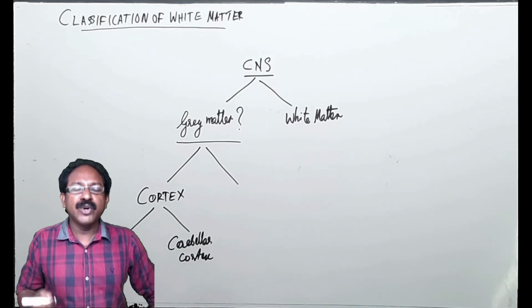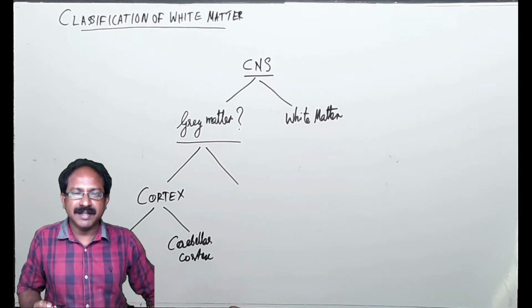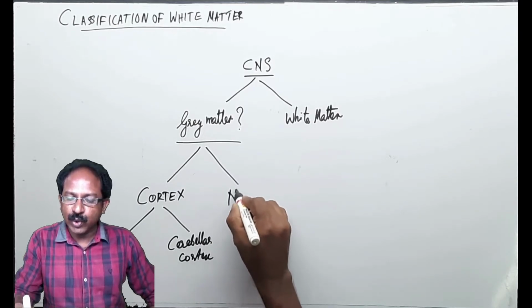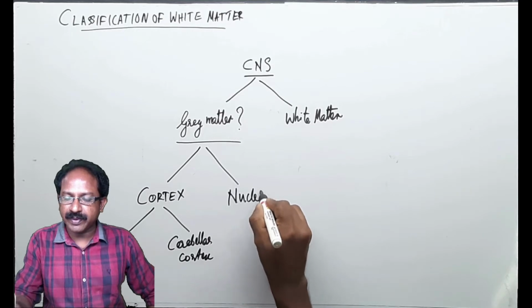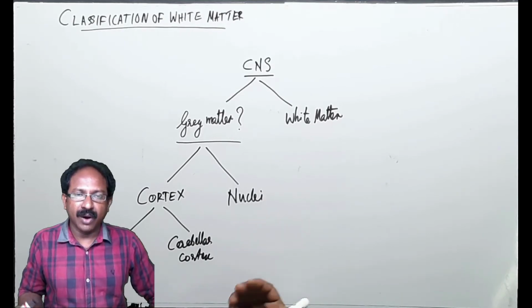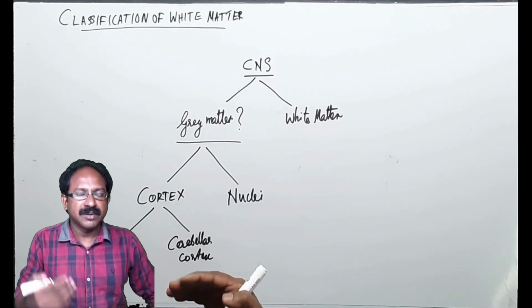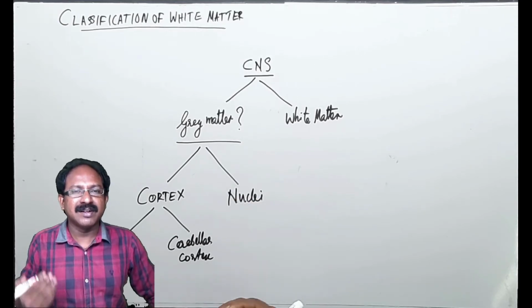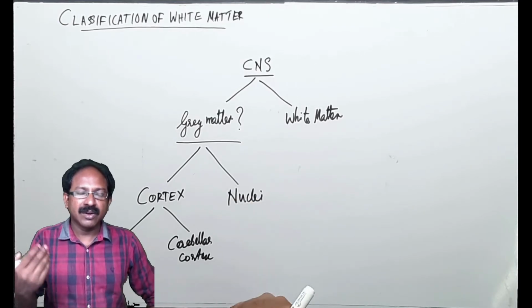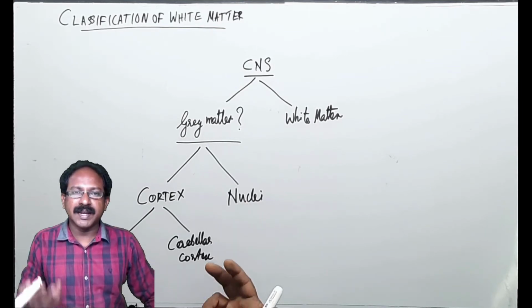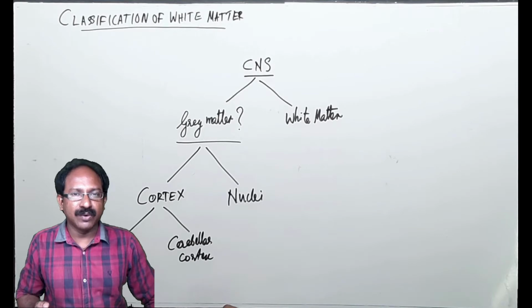And there are huge masses of grey matter surrounded by white matter. They are deep inside the central nervous system, and they are named nuclei. There are different nuclei present in all the parts of the central nervous system: the cerebrum, the cerebellum, and the brainstem. Examples are the thalamus, which is a group of nuclei, the caudate nucleus, the lentiform nucleus, or the nuclei of cranial nerves in the brainstem. All these are examples of nuclei.